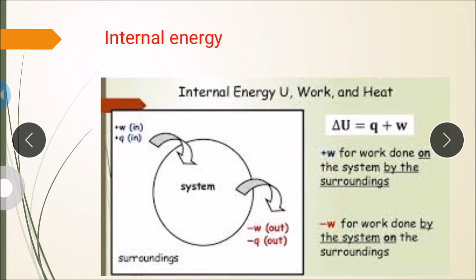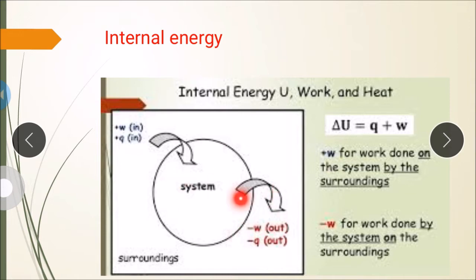So in this schematic diagram we can see that this is the system. If work is done on the system, meaning it gains, that will be plus W. If the quantity of heat is absorbed by the system from the surroundings, that also will be positive, a gain. If the system is doing work on the surroundings, then W will be minus.